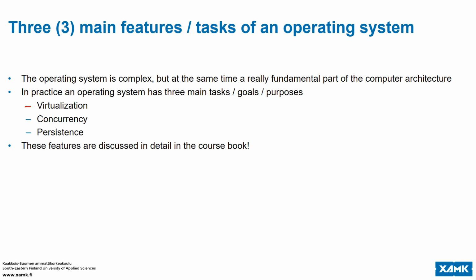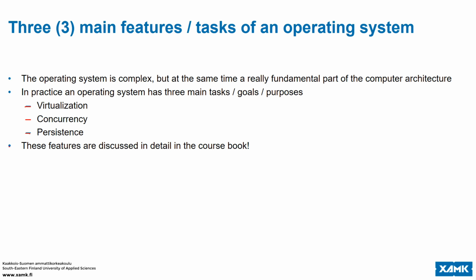The operating system also needs to provide concurrency for the different processes that are being executed at the same time. And finally, the operating system needs to provide persistence for all of the software that is running on it. That is, in practice, the operating system needs to provide some sort of file system for all of those programs to store data persistently.